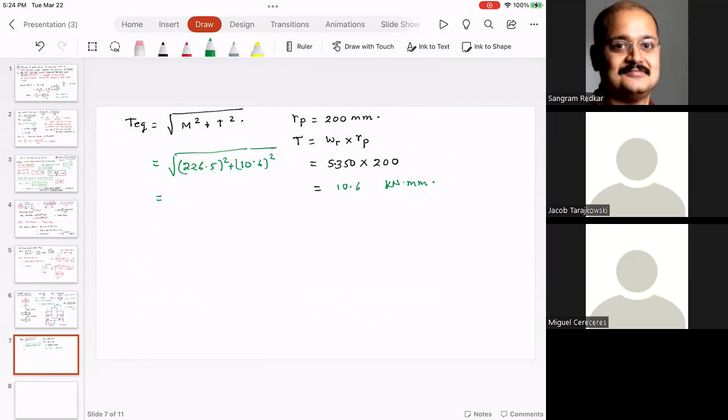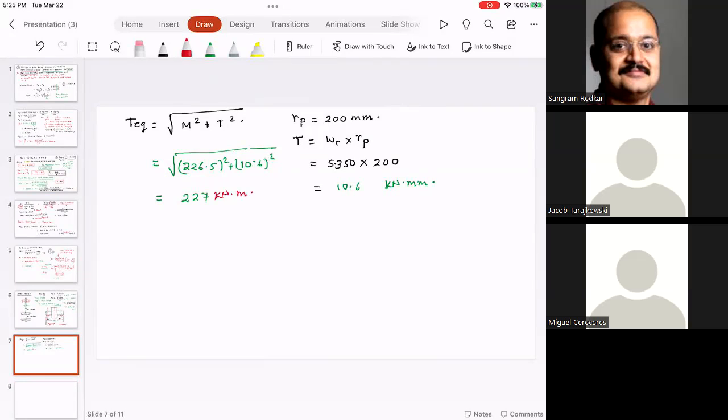It's about 1,000,000, square root. 226 square plus 10.6 square is getting 1 million. Oh, I was using my round numbers. Hold on. 226. I think it will be a little bit greater than that, but you may have to change the batteries of your calculator.